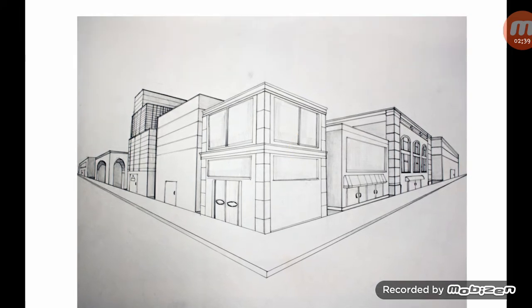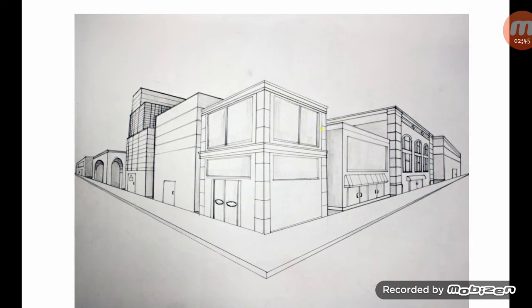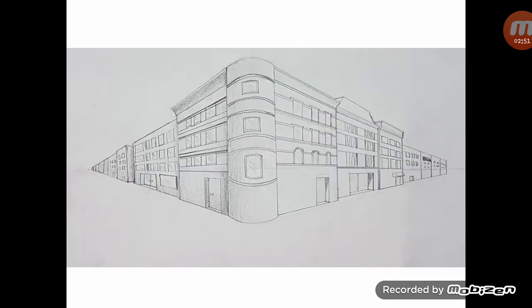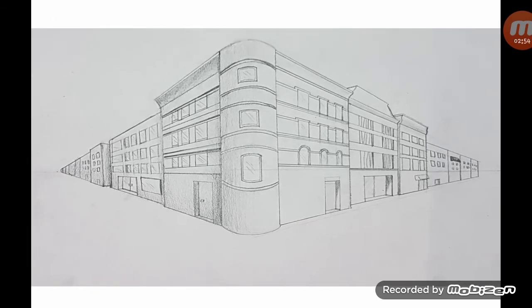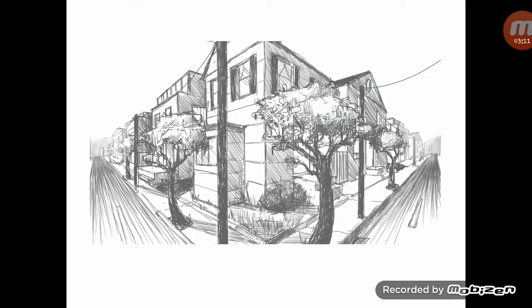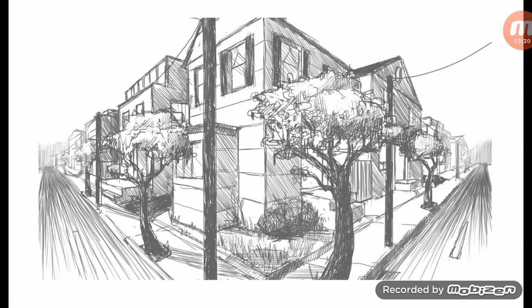Example of two-point perspective. Another example of two-point perspective drawing.